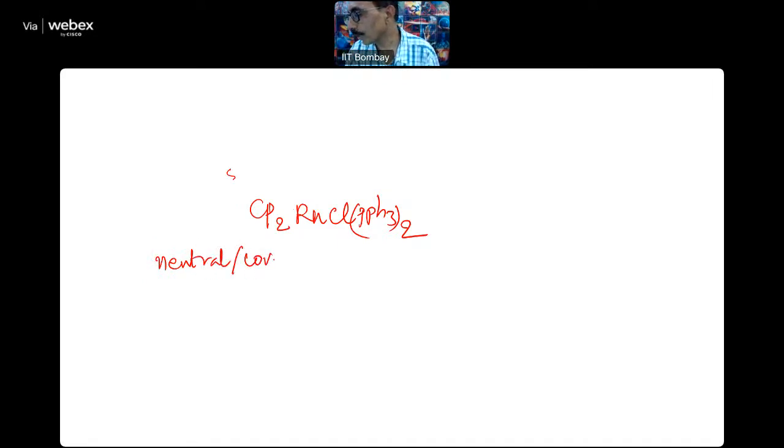Okay, so let us consider this example here: CpRu(Cl)(PPh3)2. Let us look into this example. Here I will show you using both the ionic method as well as the covalent method. Let me go with the neutral or covalent method first.